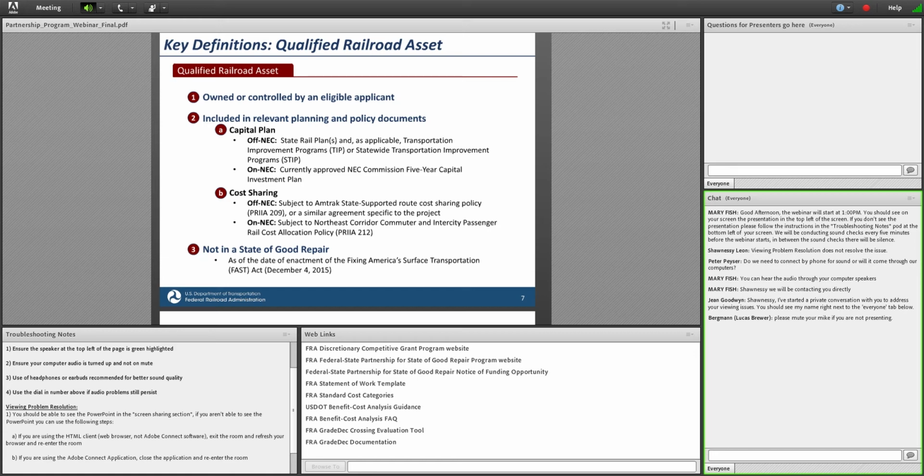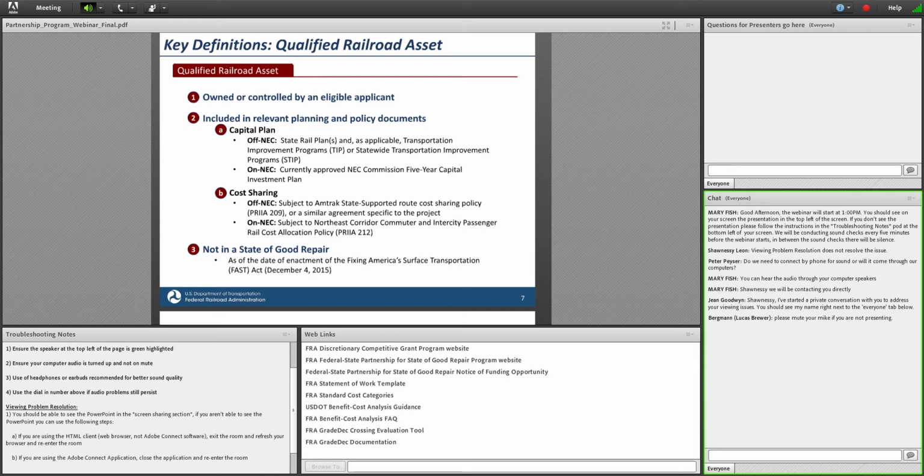There's also a cost sharing requirement. And again, off the corridor, we'd look to see if you were in a territory that is involved in the Amtrak state-supported route cost-sharing policy, also referred to as PRIIA 209, or a similar agreement that's specific to the particular project you're putting forward. On the corridor, that territory is subject to the Northeast Corridor commuter and intercity passenger rail cost allocation policy, which is also referred to as PRIIA 212.